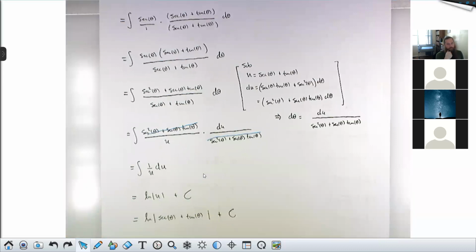So there's two new things from today that you need to add to your table of known antiderivatives. The integral of tangent is the natural log of secant, and the integral of secant is the natural log of secant plus tangent.